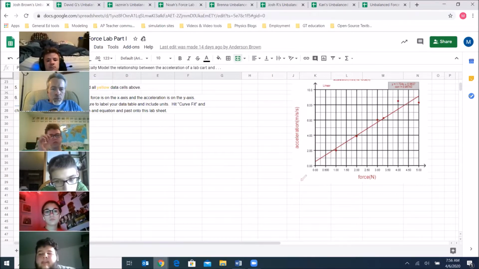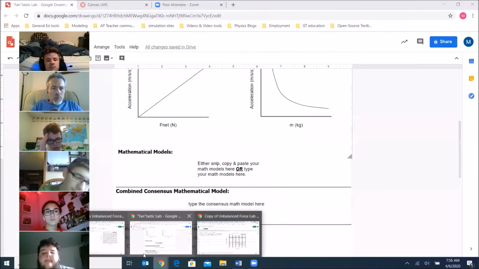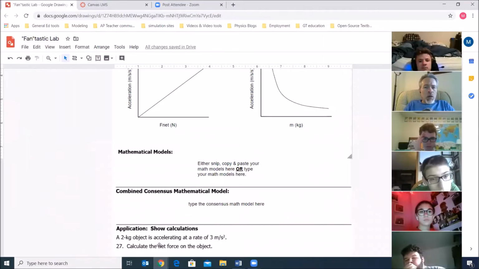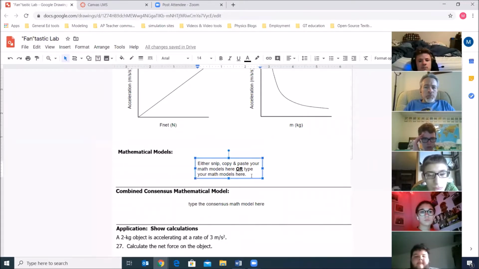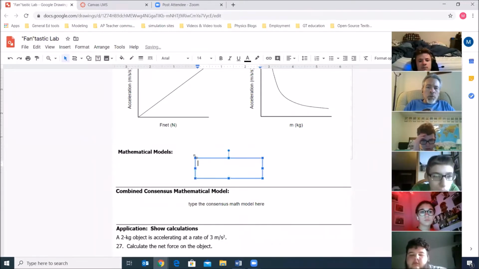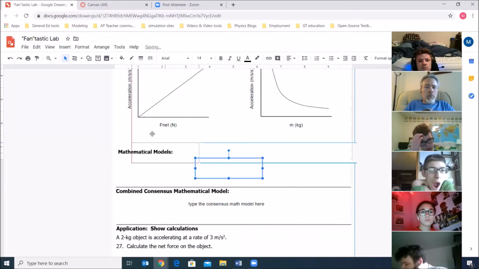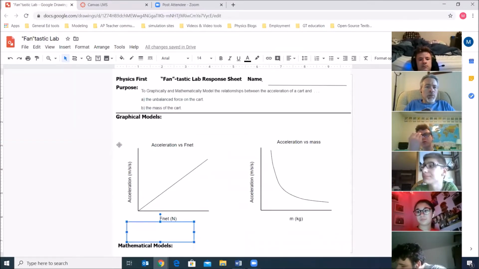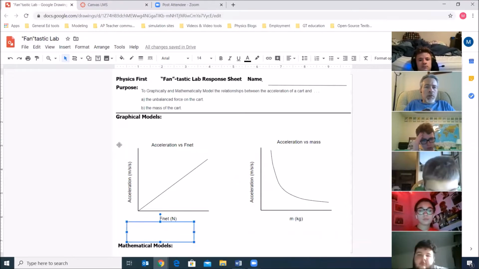So that means for our mathematical model, for this first graph here, I'm going to put it right underneath here. I'm going to scroll up a little bit. Oops. All right, let me see if I can figure out how to move this thing.